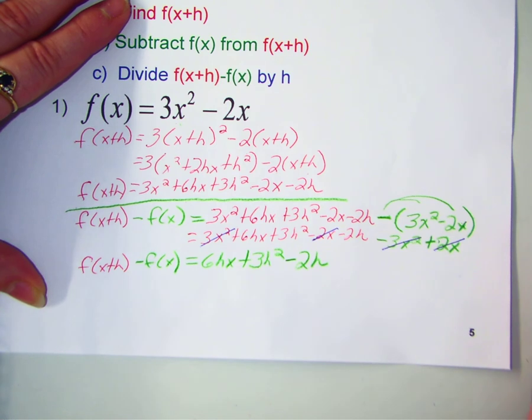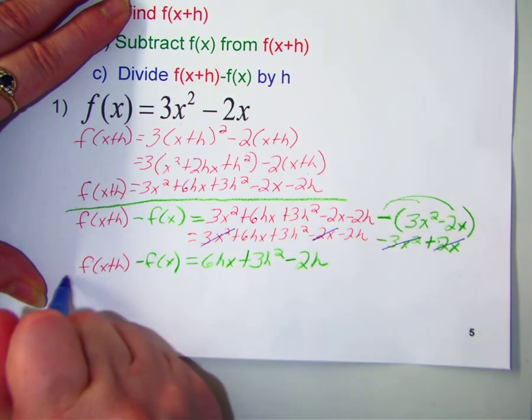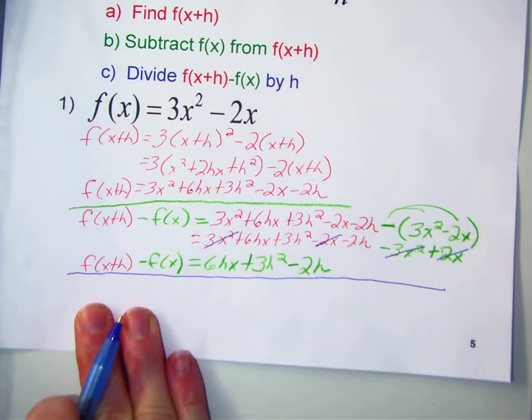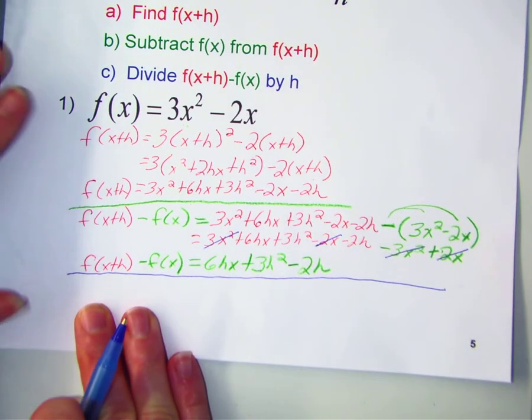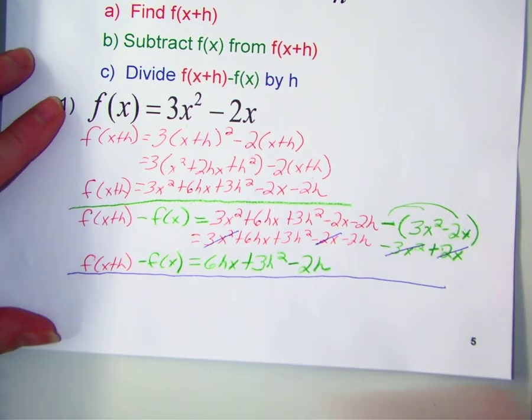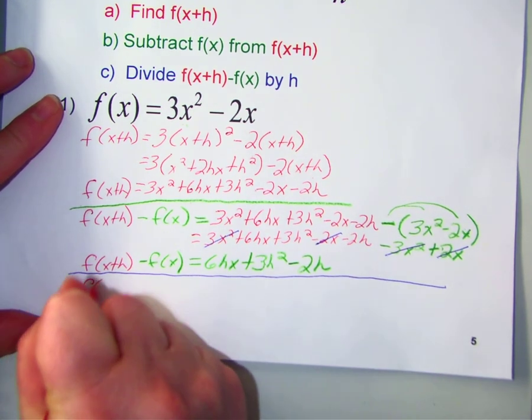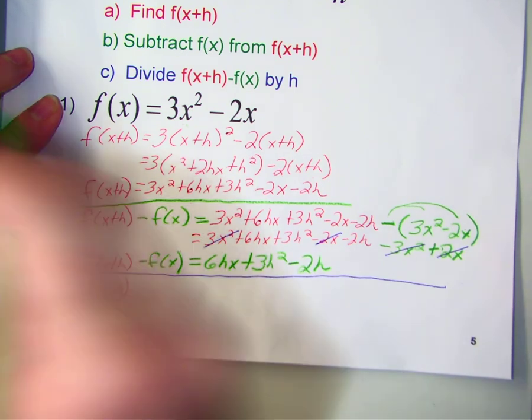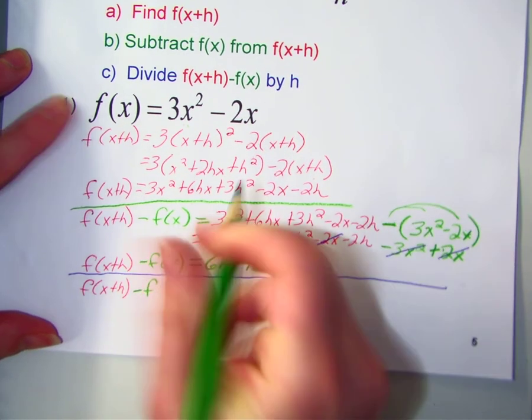All right, so now one more step. Now I'm going to divide all of this by h. F of x plus h minus f of x.